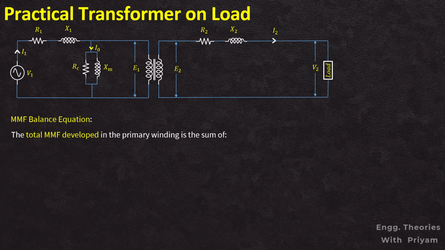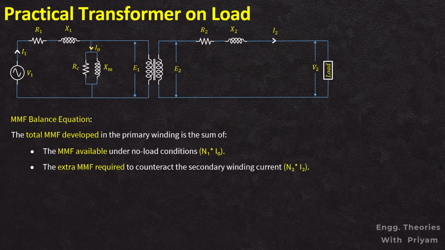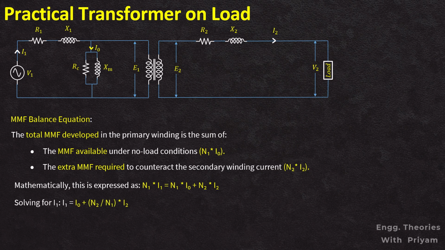So the total magnetomotive force developed in the primary winding is the sum of magnetomotive force under the no load condition, which is N1 into I0, and the extra magnetomotive force required to counteract the secondary winding current, which is N2 into I2. So mathematically, this can be expressed as N1 I1 is equal to N1 I0 plus N2 I2. Solving for I1, we will get I0 plus N2 by N1 into I2. In terms of additional current I2 prime, we can write I1 is equal to I0 plus I2 prime, where I2 prime is equal to N2 by N1 into I2, and I2 prime is the load component of the primary current.